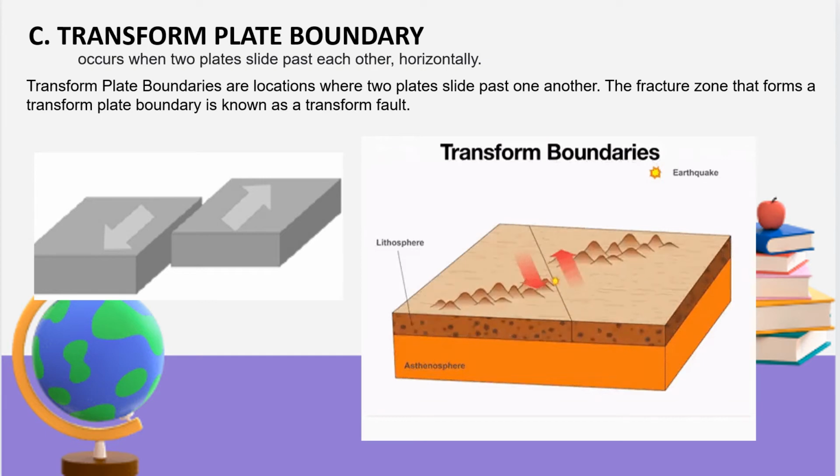When you look at the transform fault, imagine the double line as a divergent plate boundary and visualize which way the diverging plates would be moving. So look at that.